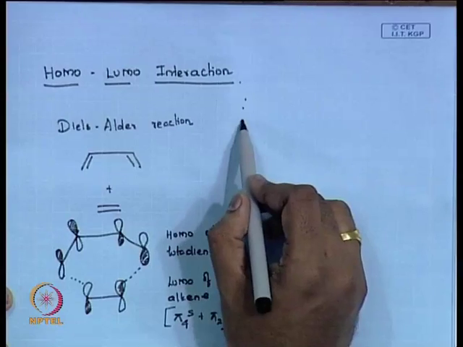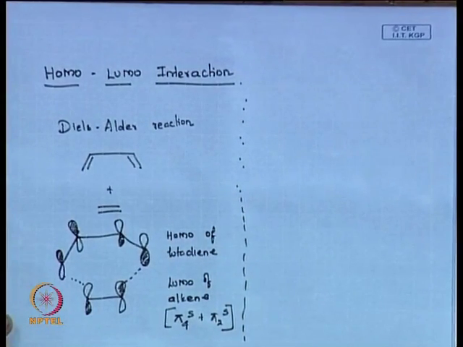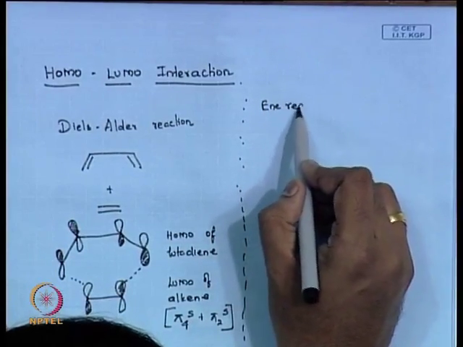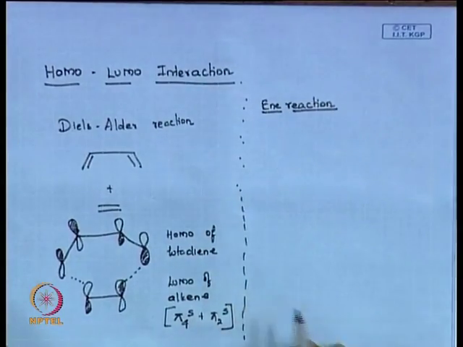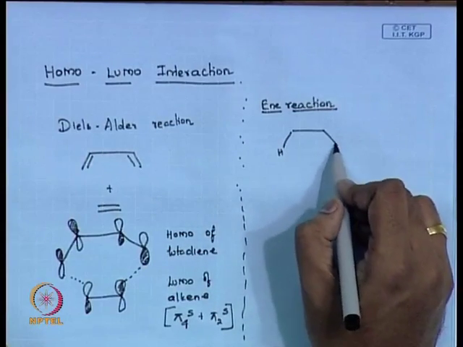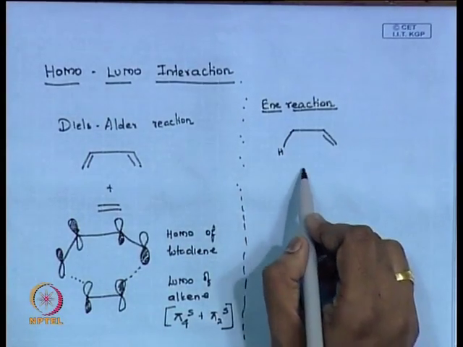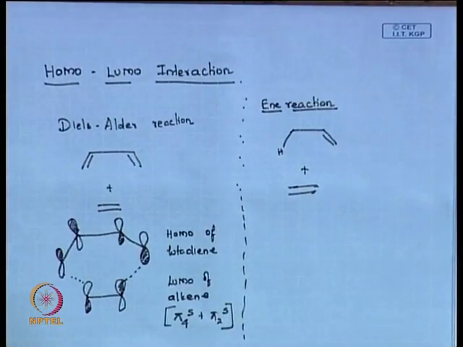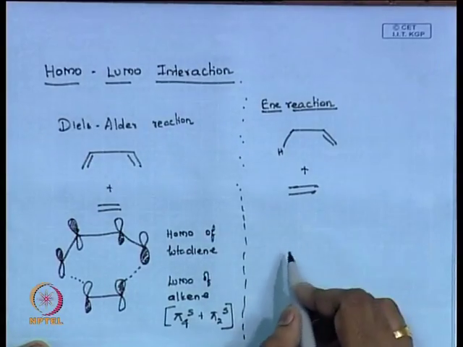Now, we will see whether we can relate this with your ene reaction. In the case of ene reaction, what happens? You are going to take an allylic system, and then you treat it with an alkene, fine. So, how can you think about the HOMO and LUMO of this?